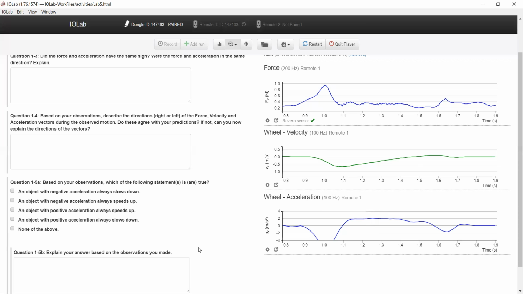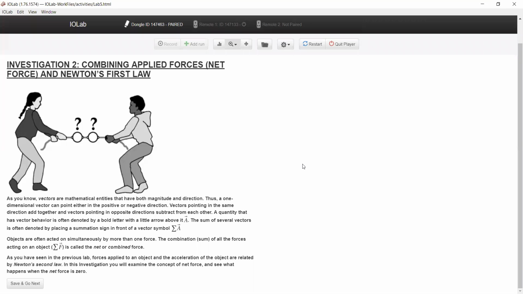Save and go next. Okay, so far we were discussing a single force being applied to the IOLab. Now we'll discuss the net force, the combined force. We might apply some force and the table might be offering some friction. So let's discuss the combined force now.